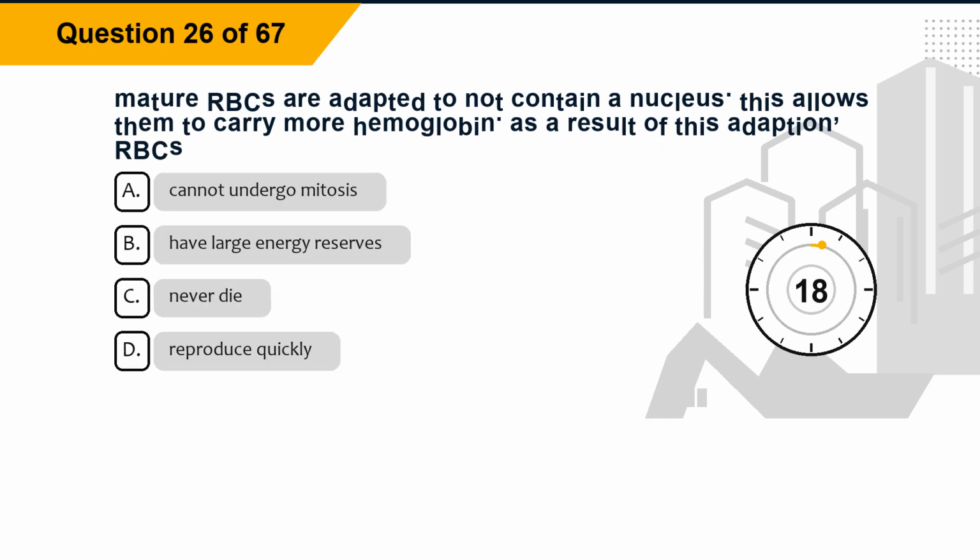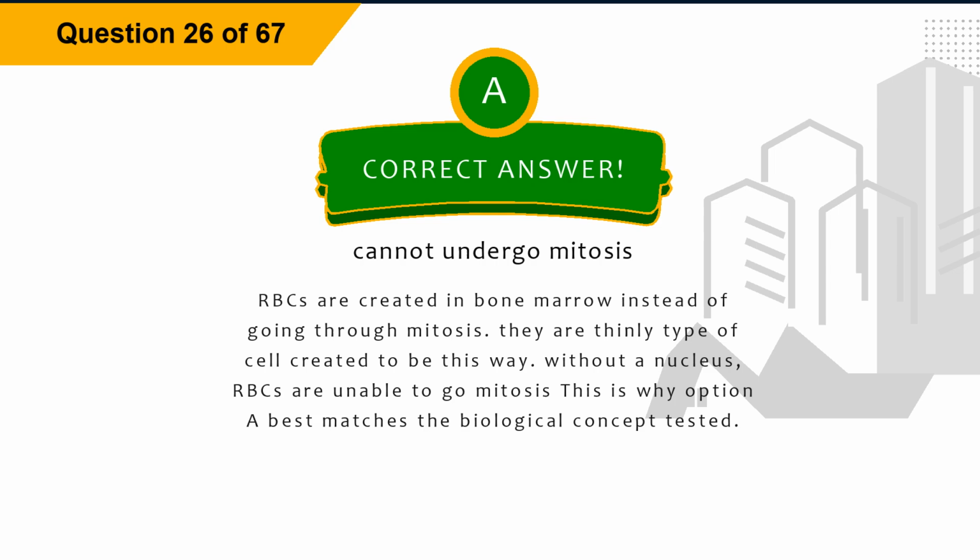Question 26. Mature RBCs are adapted to not contain a nucleus. This allows them to carry more hemoglobin. As a result of this adaptation, RBCs. Option A. Cannot undergo mitosis. Option B. Have large energy reserves. Option C. Never die. Option D. Reproduce quickly. The correct answer is option A.